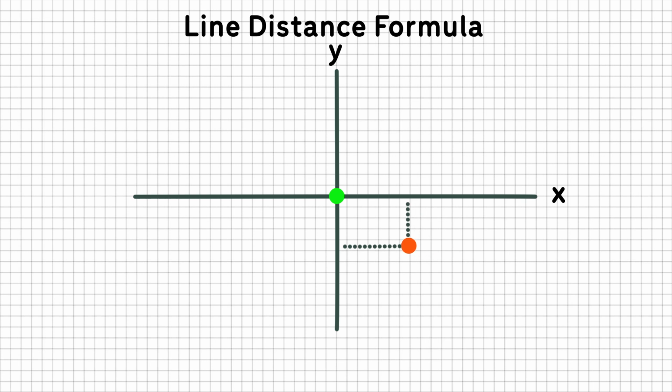Now that we know where these points and lines exist, we can actually determine the distance between them by taking the difference between their x and y values and throwing them into the line distance formula, which, if you actually look closely, looks a lot like the Pythagoras theorem, which it is.